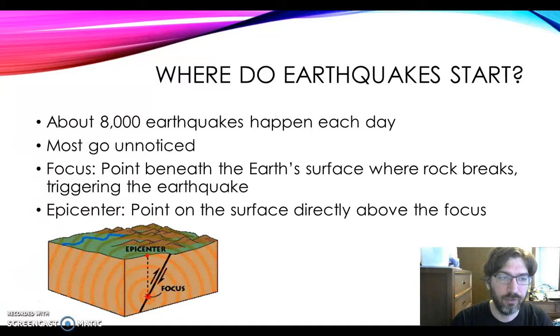The next term you need to know is the epicenter. The epicenter is actually more valuable to us because we can't actually get down to the focus. It's normally underground and in the lithosphere, below the crust even. So we're going to talk about the epicenter, which is the point directly above the focus on the surface, where things actually matter for us.